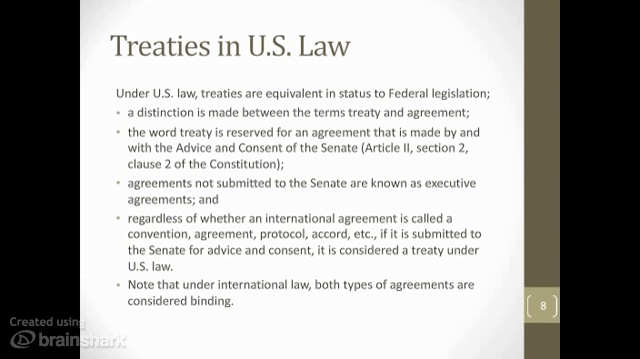But there's a distinction between treaty and agreement. In the U.S., the word treaty is reserved for agreements that are made with the advice and consent of the Senate under the Constitution, Article 2, Section 2, Clause 2. Agreements that are not submitted to the Senate are known as executive agreements. Regardless of what it's called, convention, agreement, protocol, if it is submitted to the Senate for advice and consent, it is considered a treaty under U.S. law. And note that under international law, both types of agreements are considered binding.